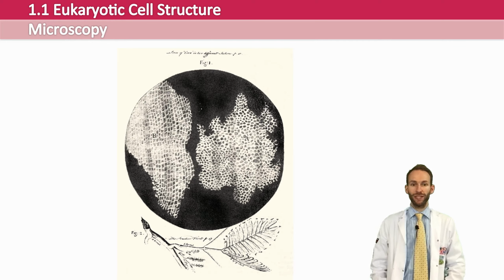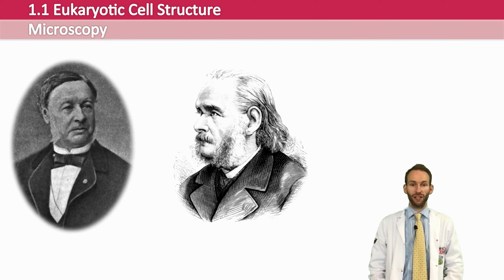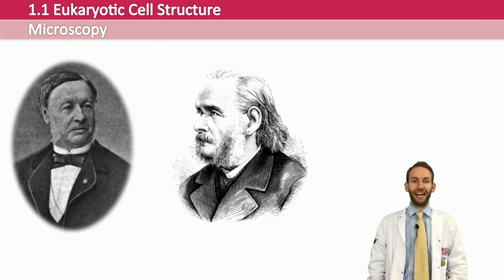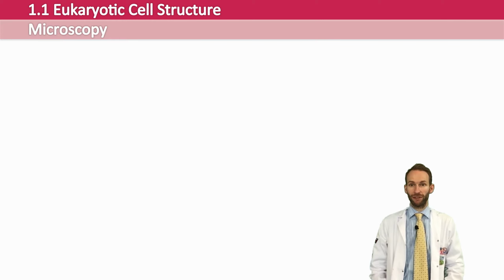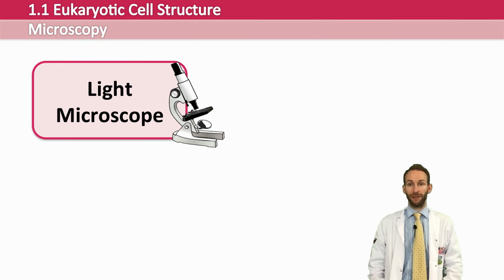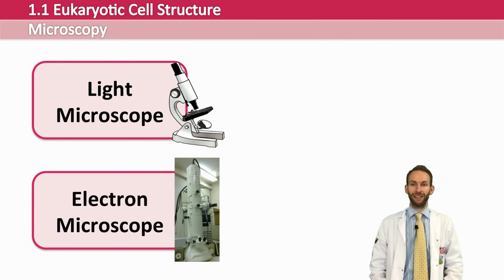After plenty more research, it was finally realized that cells were the basic unit of life. And in 1839, Schleiden and Schwann coined the cell theory, which stated that all living organisms are made of cells. Microscopes are now much more advanced, and a huge amount has been discovered about how cells work since then. There are two types of microscope we're going to be looking at, the light microscope and the electron microscope, and we'll be looking at the various strengths and weaknesses of both these types of microscopes.